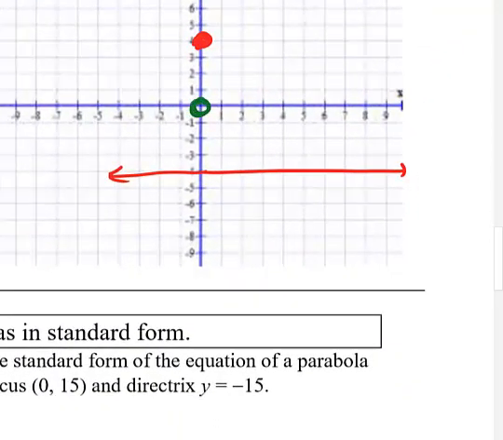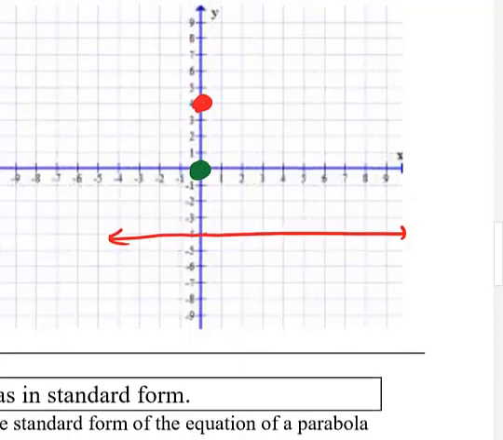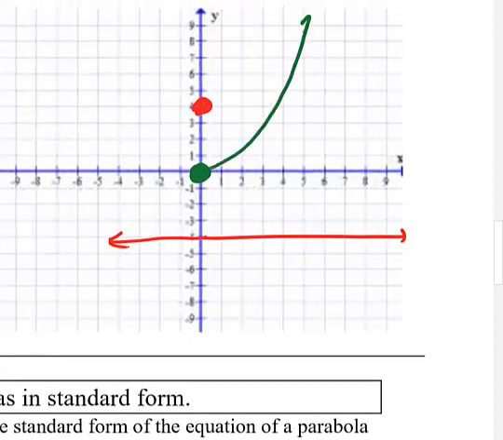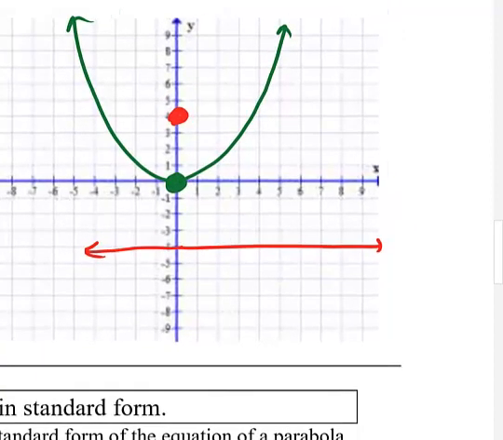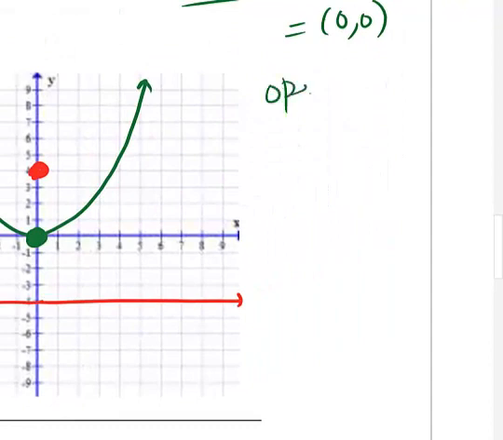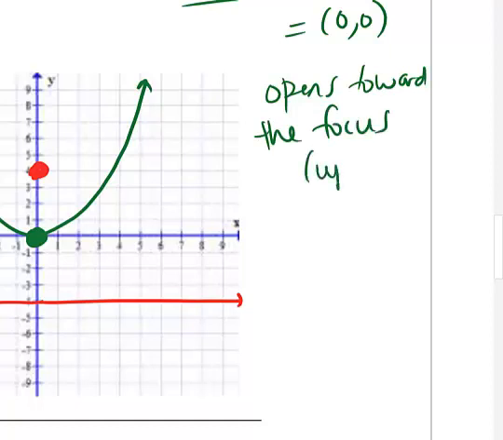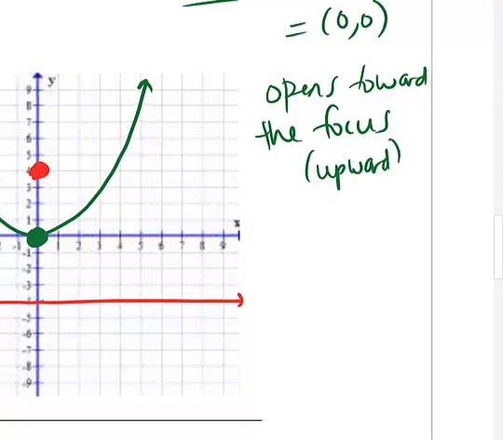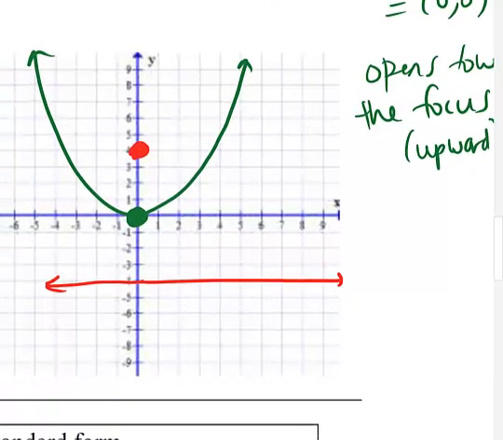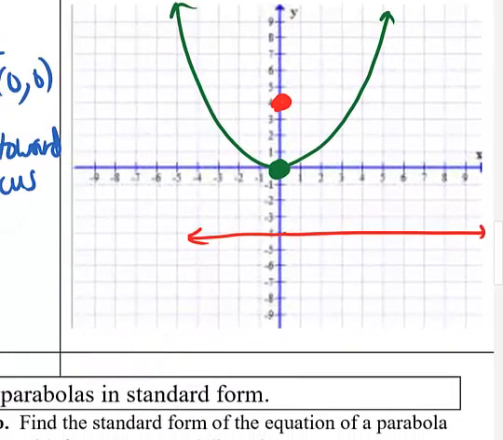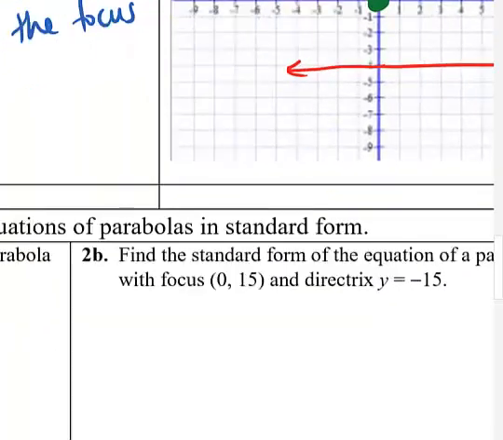Here it is. And it's going to open toward the focus. And since the focus is above the vertex, it must open upward. There we go. Beautiful. And like I said before, don't worry about how wide or how narrow it is. We'll nail that down in a future class.